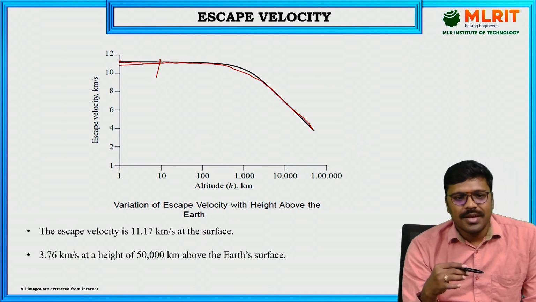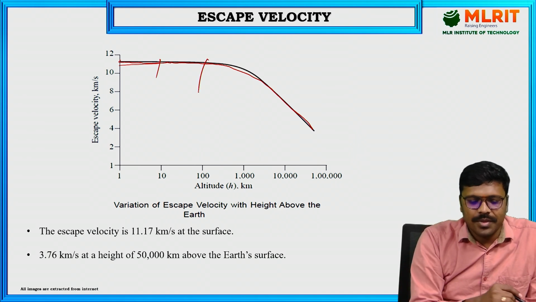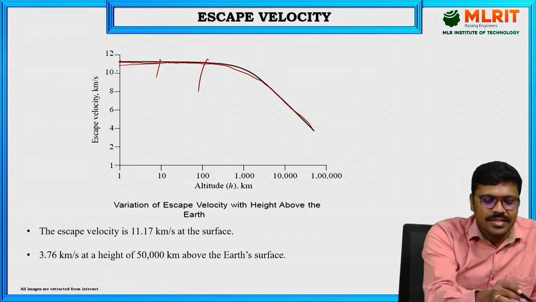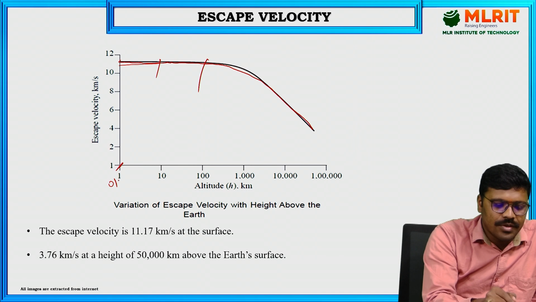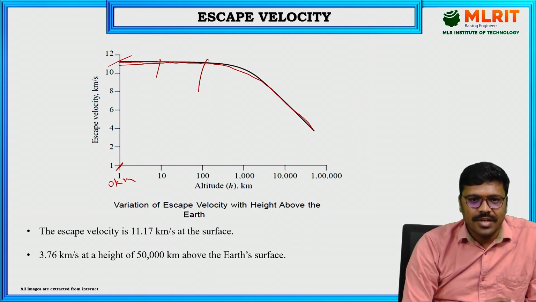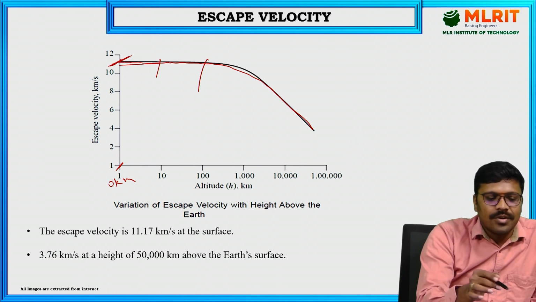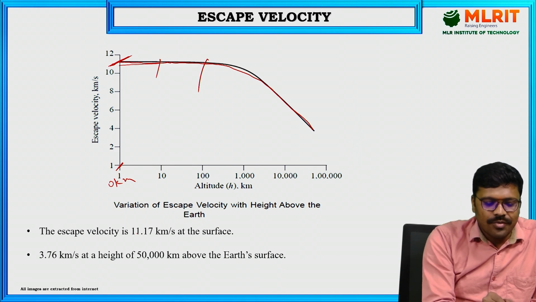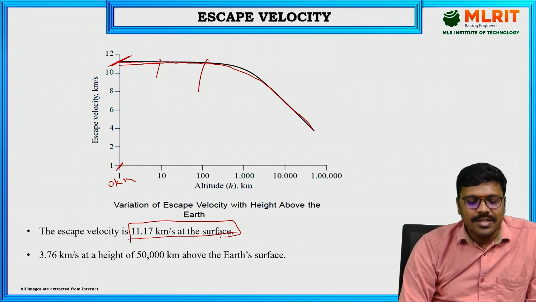Suppose I want to escape an object which is at a height of 100 kilometers from the earth, 100 kilometers altitude, then this is the escape velocity. And this is 0 kilometer altitude. Suppose I want to send the object to escape from the earth's gravitational field, then this is the velocity required to escape from the earth surface. That we have already calculated, that is 11.17 kilometers per second. This speed is required for an object to escape from the earth surface.